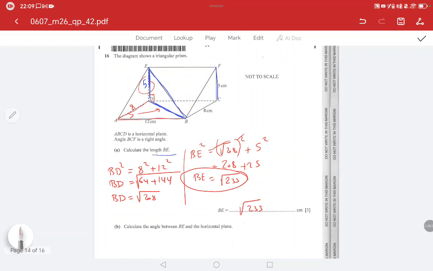Now calculate the angle between BE and the horizontal plane. So let's see, what is the angle here? The angle is this one. Take care. Usually the angle is this one, not this one. Please take care. So what do we have? We have this one, which is 5. You may use any one actually, since you have the 3 sides. You can use sine, cosine, tangent, any one you want. But let's use tan.